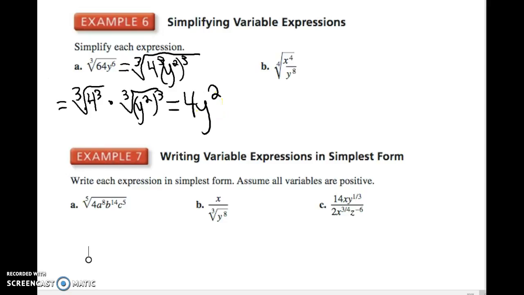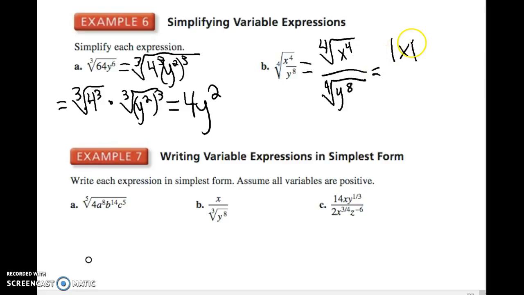Now we want to do part B. I'm going to split this up and write this as the 4th root of x to the 4th over the 4th root of y to the 8th. We can't really break up y to the 8th just yet. So what we can do is simplify the top, the 4th root of x to the 4th.